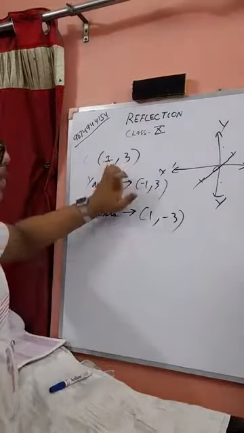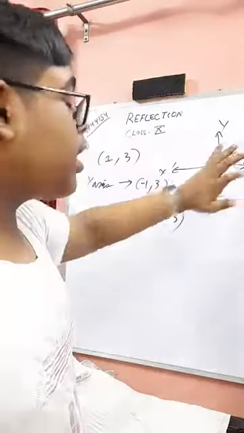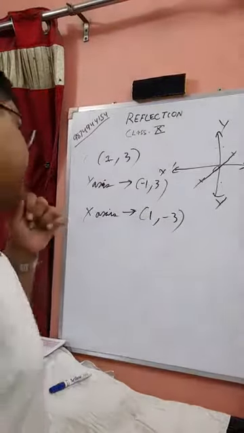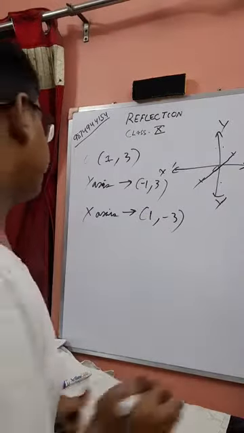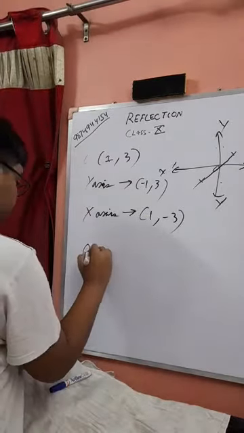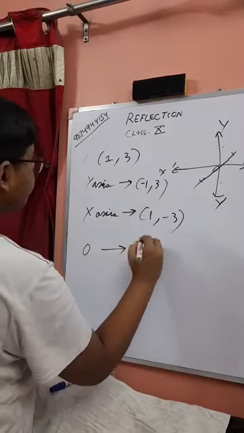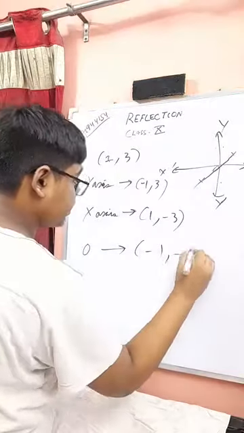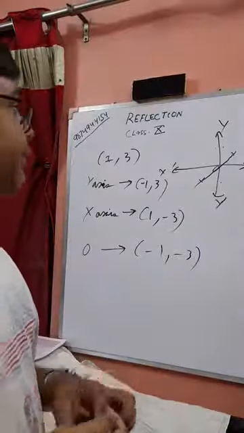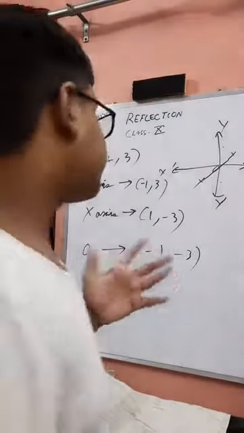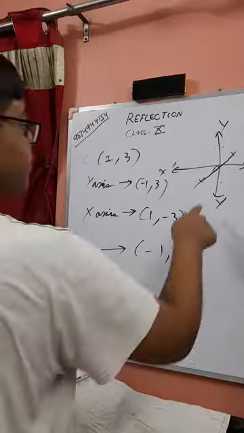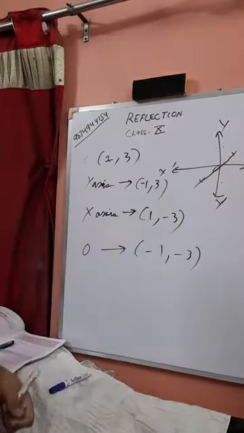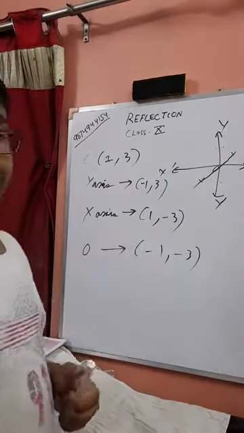For example, if this point is (1, 3), then the reflection in the origin will give us (-1, -3). The signs of both the x and y coordinates change. As you can see, it also goes from the positive region to the negative region.